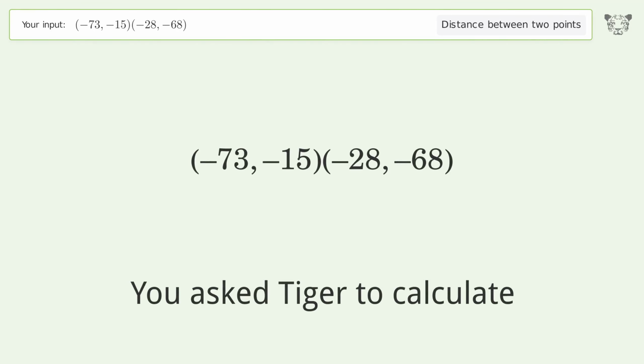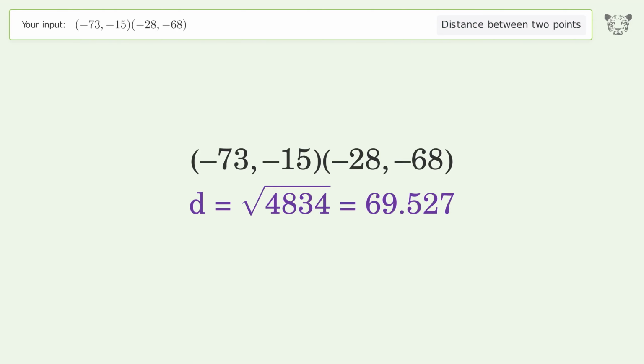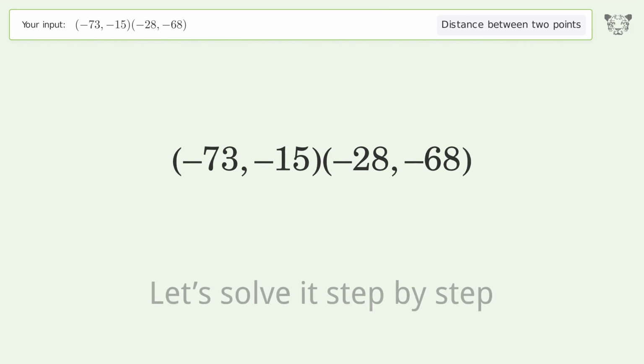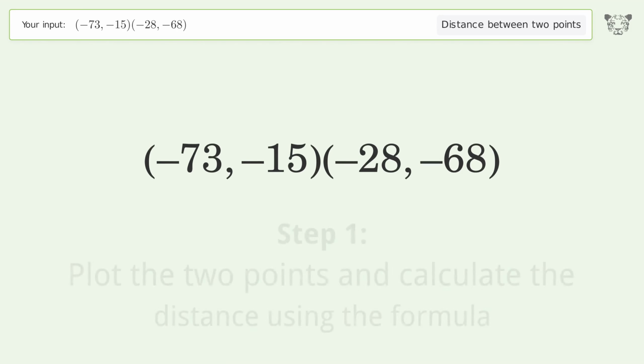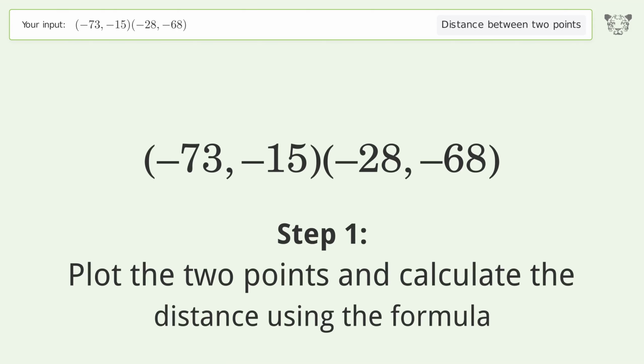You ask Tiger to calculate. This deals with the distance between 2 points. The distance between the 2 points is the square root of 4,834, or 69.527. Let's solve it step by step. Plot the 2 points and calculate the distance using the formula.